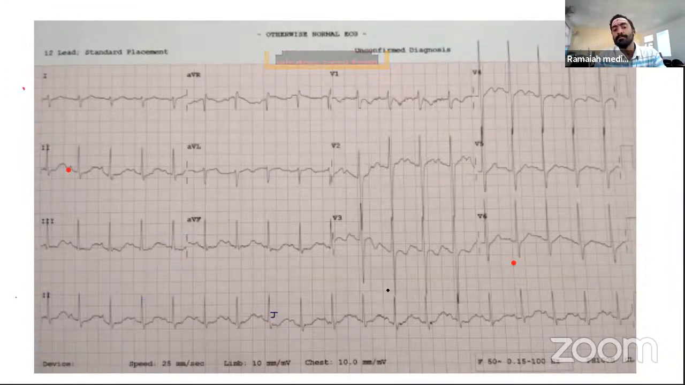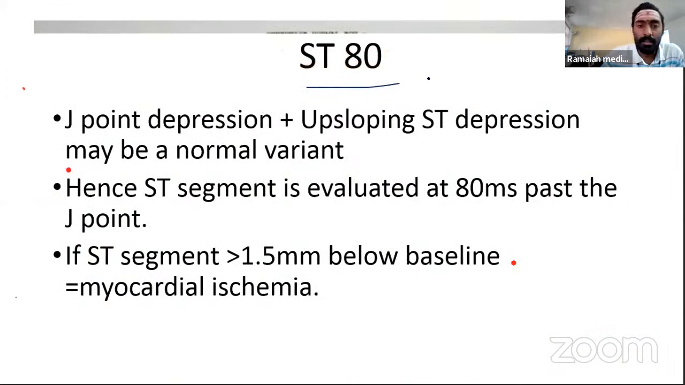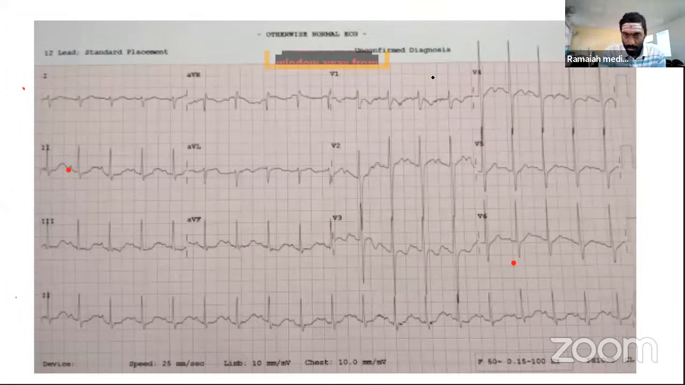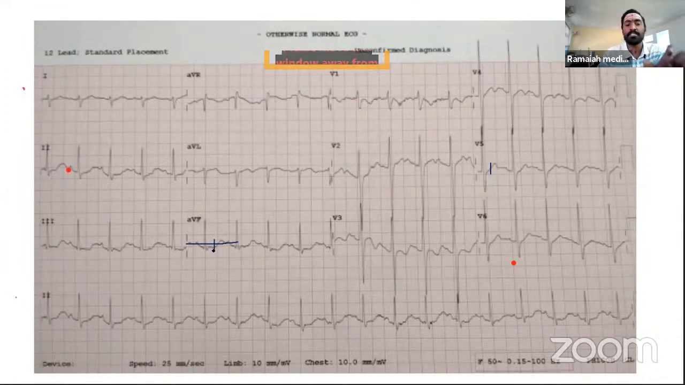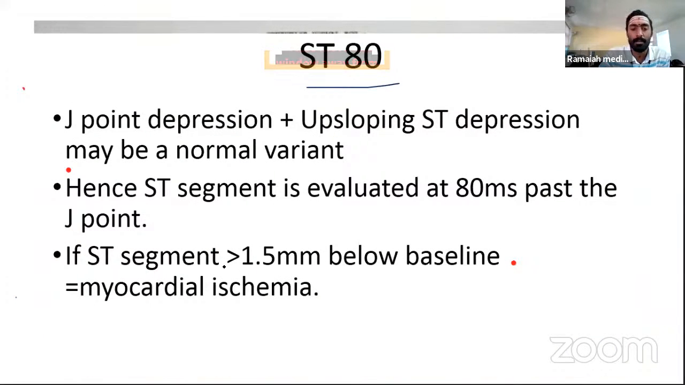So they came up with something called ST80. You measure the ST segment at 80 milliseconds after the QRS. So this is 80 milliseconds. It is two small squares. And there, you compare it to the baseline. The baseline you're supposed to take is the TP segment. So this would be the segment here. At 80 milliseconds from here, if it is depressed or elevated more than 1.5 millimeters from the baseline, it is suggestive of myocardial ischemia.